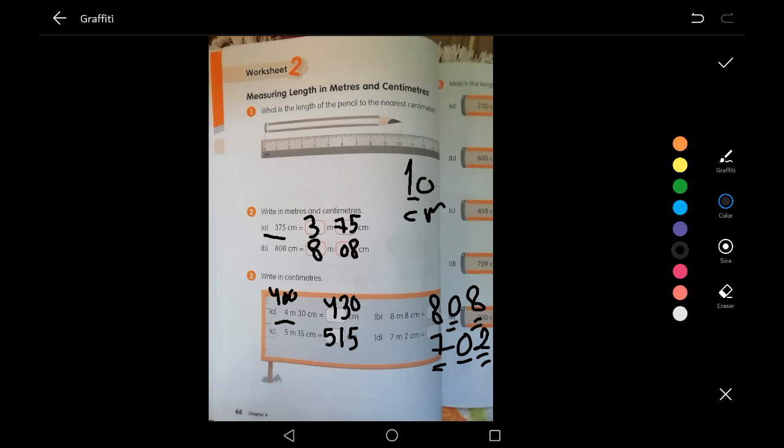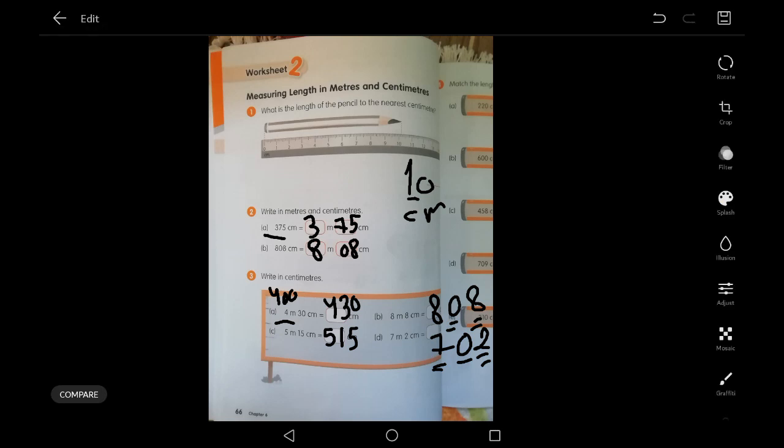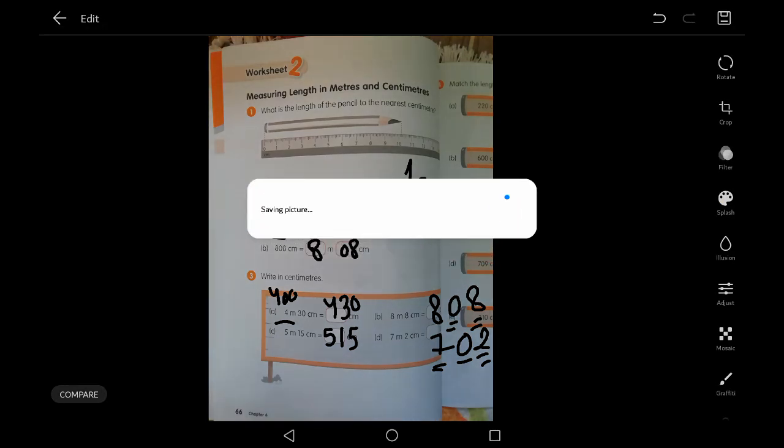Now question number 4 is your homework for today. Please do it. It is on page 67 in your activity book, and see you next time.